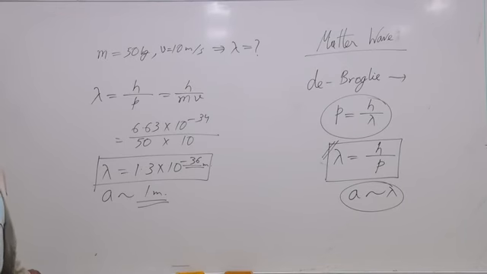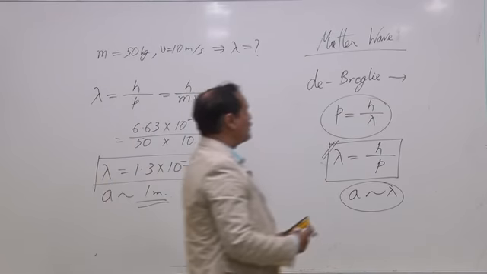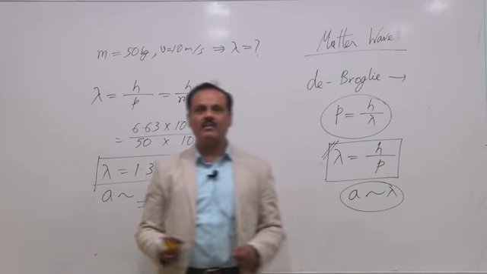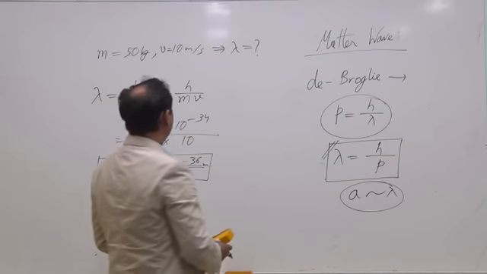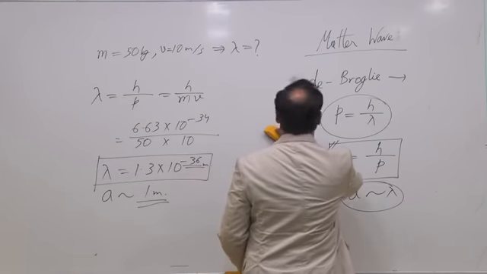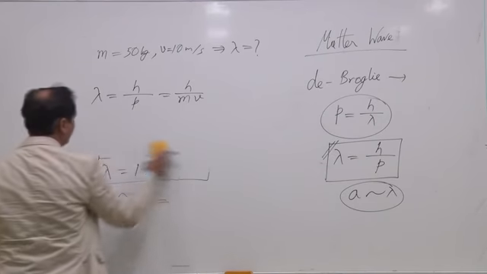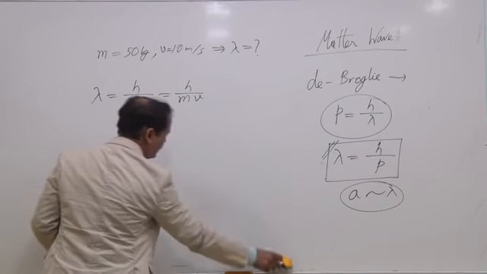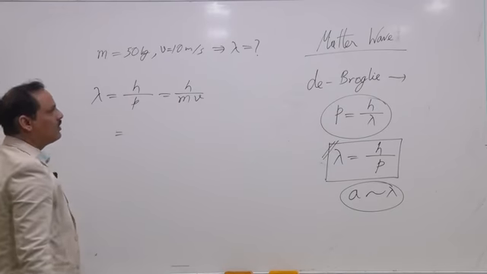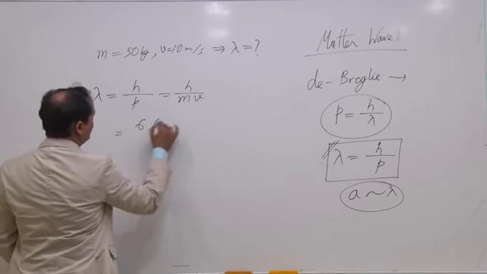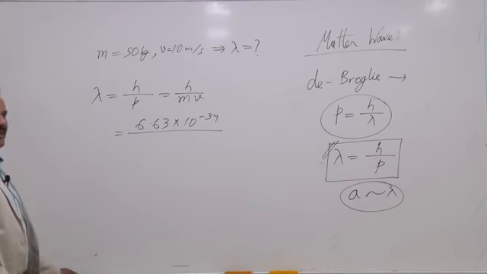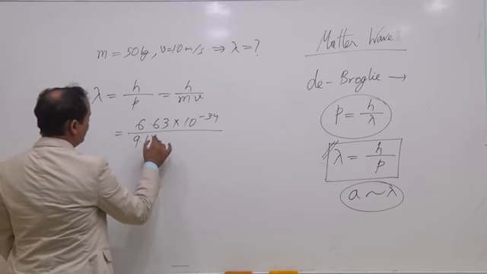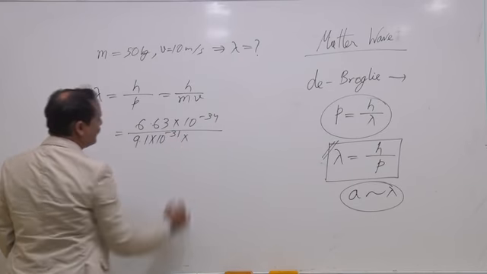But if we think of an electron in a hydrogen atom, suppose, what will be the de Broglie wavelength of the electron in the ground state of the hydrogen atom? Let us see. h is already known, 6.63 into 10 to the power minus 34 joule second. Mass of electron is 9.1 into 10 to the power minus 31 kg.